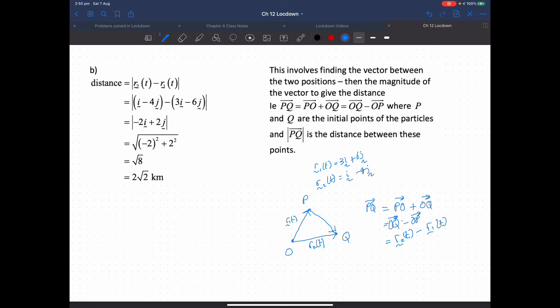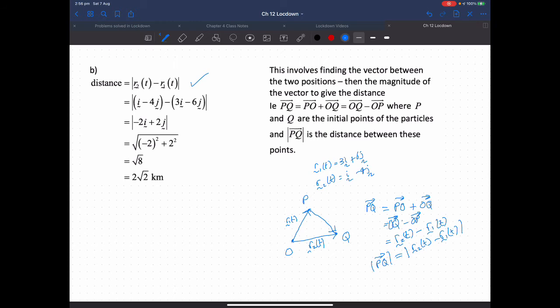I have a problem. I've been asked to find distance. But if you remember from back in the earlier work on vectors, we can say that the magnitude of PQ is equal to the magnitude of vector r2(t) minus r1(t). That is what I've written for distance.